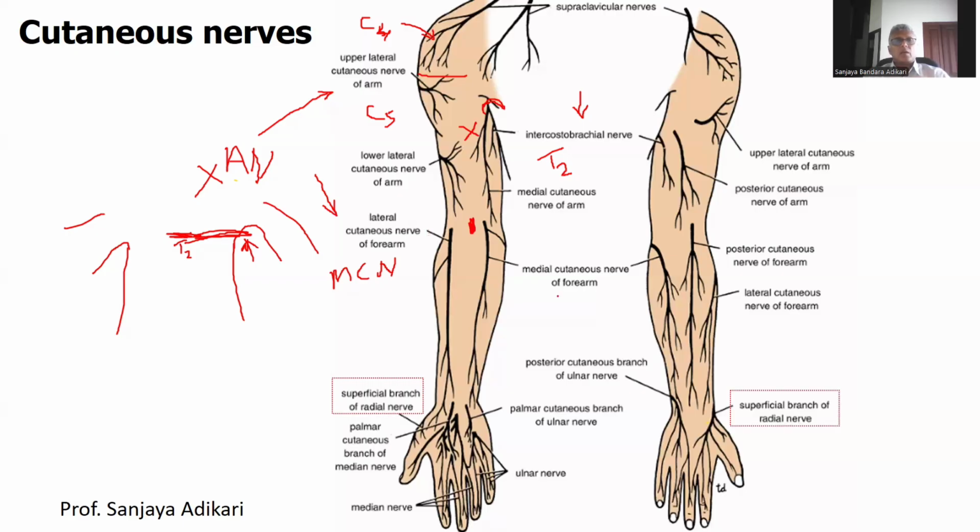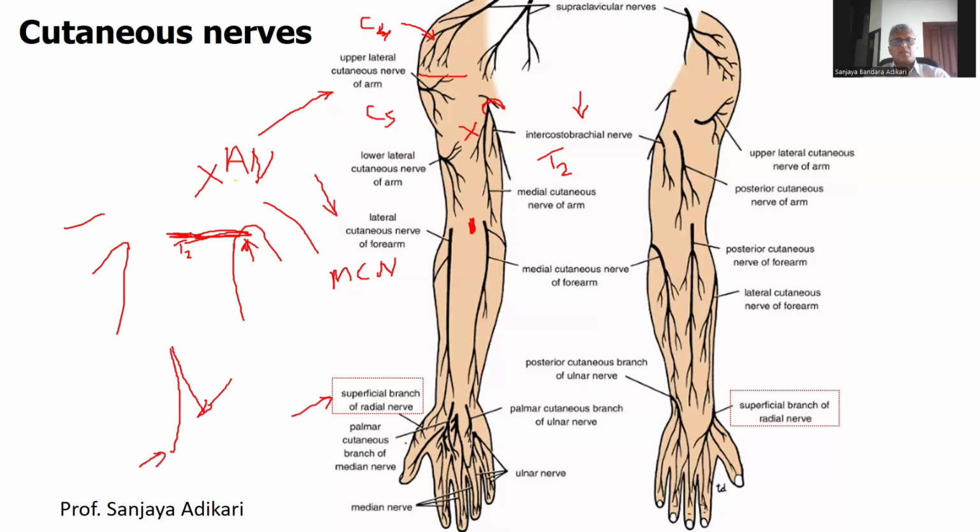Then you have the superficial branch of the radial nerve. So that's a different thing. Don't get confused between the lateral cutaneous nerve of the forearm and the superficial branch of the radial nerve. Radial nerve, I'll show you the nerves towards the end of the lecture. The radial nerve at the elbow divides into its two branches, the deep branch and the superficial branch. The deep branch is the muscular branch, and the superficial branch is the cutaneous branch.